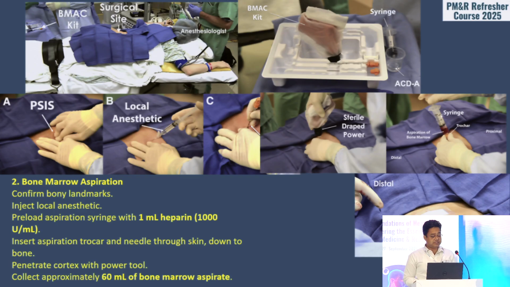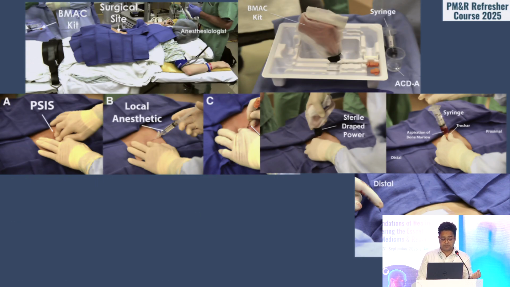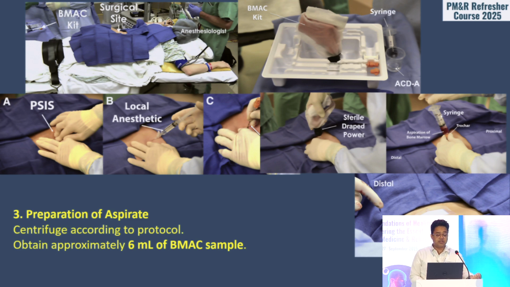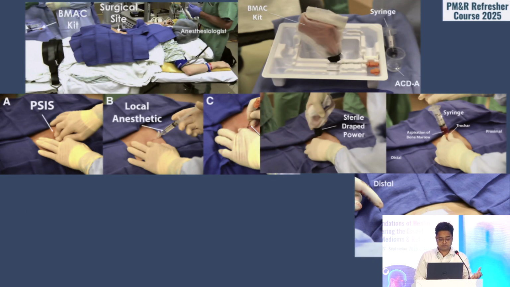Now bone marrow aspiration. Confirm the bony landmark, inject local anesthetic, preload the aspiration syringe with 1 ml heparin, and insert the aspiration trocar and needle through the skin down to the bone and penetrate the cortex with the power tool. Collect approximately 60 ml of bone marrow aspirate. Now preparation of the aspirate: centrifuge according to the protocol and obtain approximately 6 ml of BMAC sample.